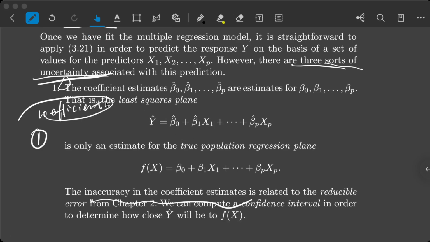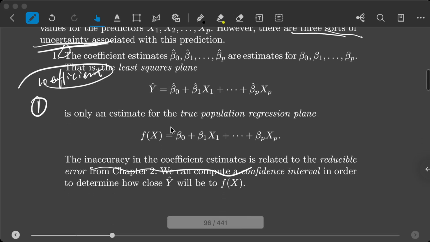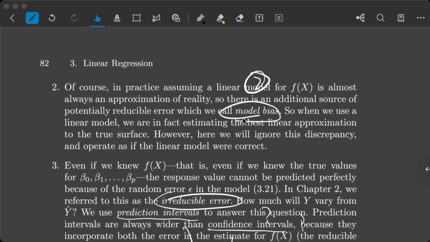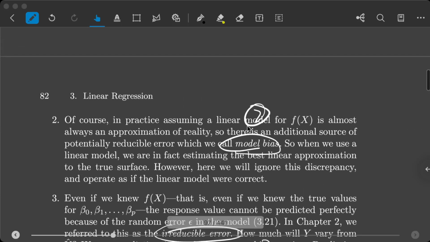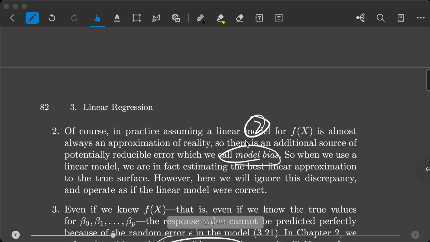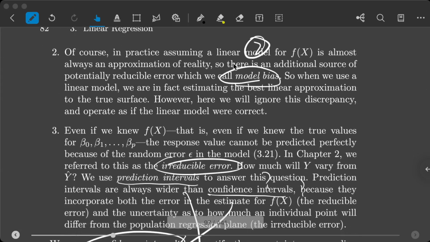The first one is coefficient error, because the coefficients we get here are from the estimation, so they may have some difference from the true model. And the second one is the model bias, which means the bias caused by the selection of models. Like the real world can be nonlinear, but we select a linear model. This is the second part, which we call model bias.